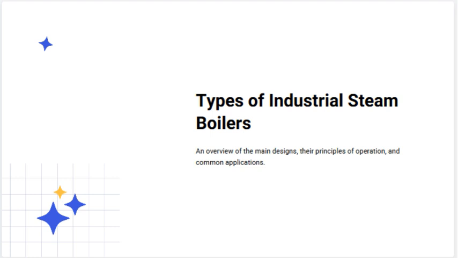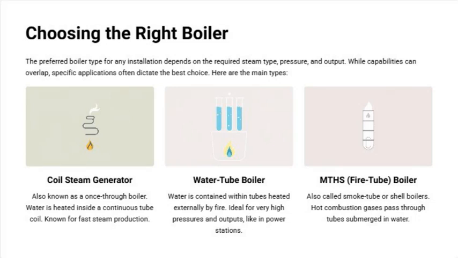theme of today's presentation. When choosing the right boiler for an installation, it's essential to consider the specific requirements for steam type, pressure, and output. While some capabilities can overlap between different types, the particular application often determines the most suitable choice. Let's start with the coil steam generator, also known as a once-through boiler. In this design, water is heated inside a continuous tube coil, which allows for very rapid steam production. This makes it excellent for applications that need quick startup times and consistent steam quality.